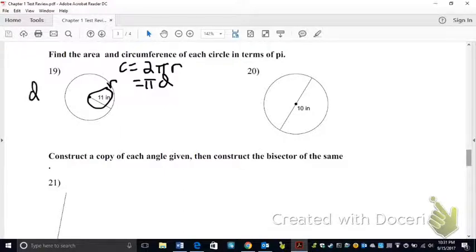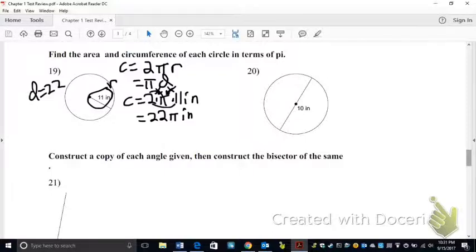So the diameter, which is twice the radius, would end up being 22 inches. Here, since we're given the radius, we're going to use 2 times pi times 11 inches. Now let's look at this. 11 cannot be multiplied by pi. 2 cannot be multiplied by pi. But 2 and 11 can be multiplied by each other. So we're going to write our circumference as 22 pi inches. Okay?